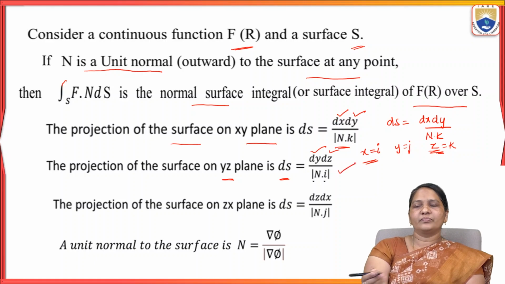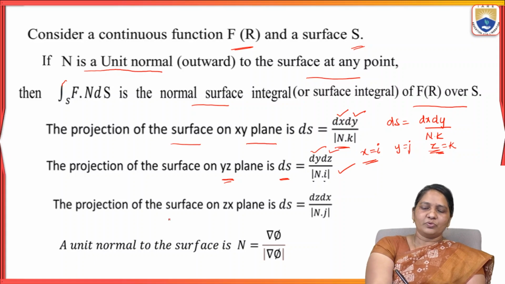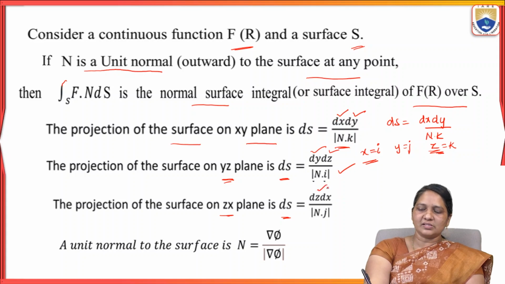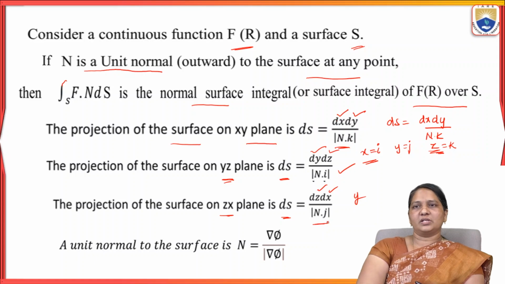So this is the formula when you are considering the projection surface on the yz plane. The projection of the surface on the xz plane is ds equal to dz dx. Here we are considering the xz plane, so what is left? Y. So n dot j. In place of i, we are taking n dot j. So we can remember these formulas like this.